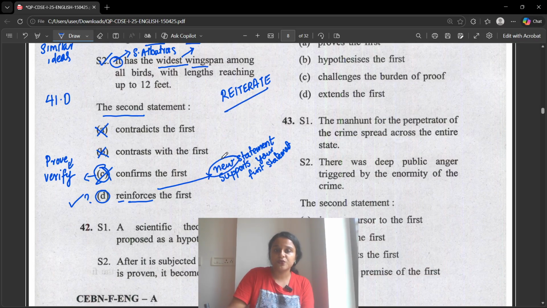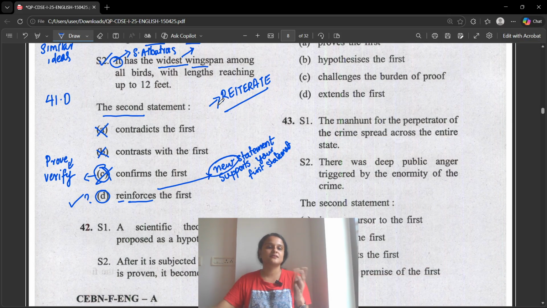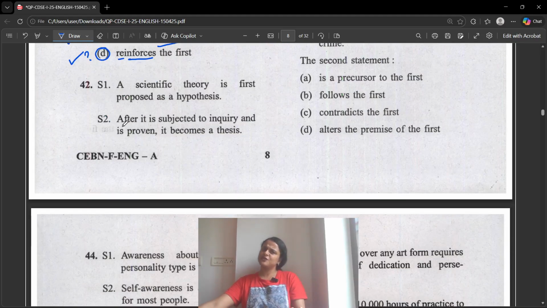Reiterate is different from reinforce. Reinforce means you're coming up with a new statement that supports your old statement. Reiterate just means that you're saying the same thing again differently. Okay, that is reiterate. This one is reinforce. Is that clear now? So answer is 41D. Now can we look at 42? Are you ready to go there?